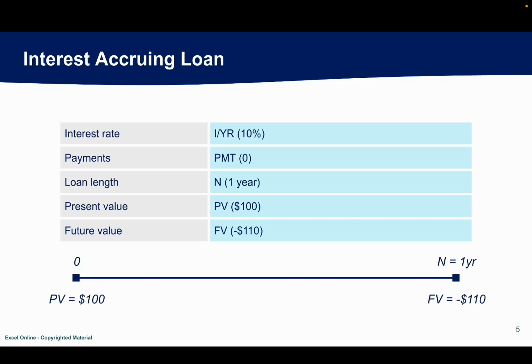So let's say we have a 1-year loan for $100 at 10%. So the rate is 10% per year, the payments are 0, and the length of the loan, the N, is 1 year. Now the present value, which is the amount borrowed, is $100. And the future value, which is what the borrower owes at the end, is $110.